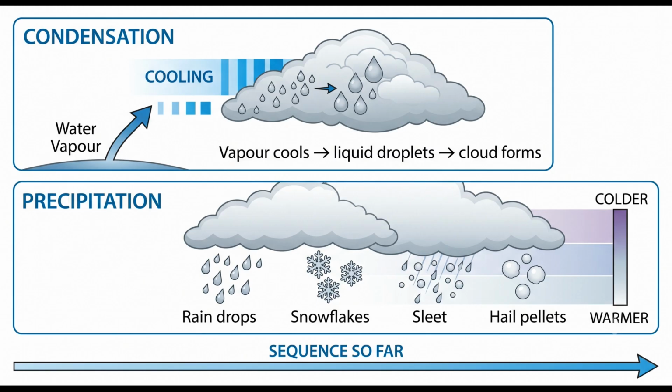Look at the sequence on screen. Evaporation and transpiration move water upward. Condensation forms clouds. Precipitation brings it back down. That is the core of the cycle.